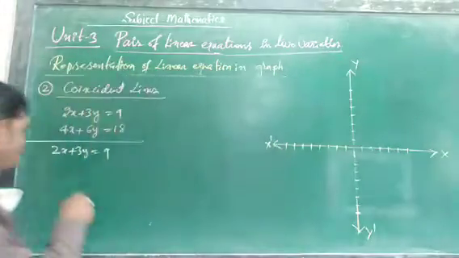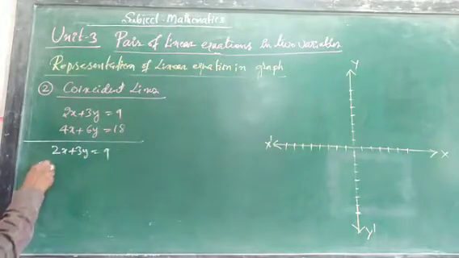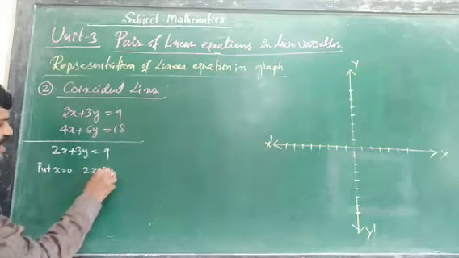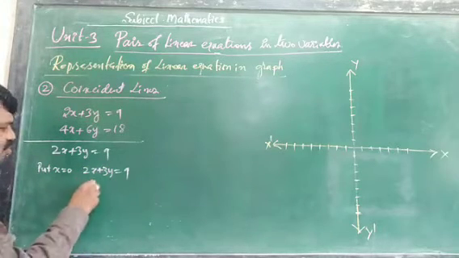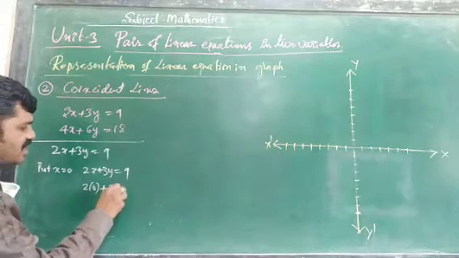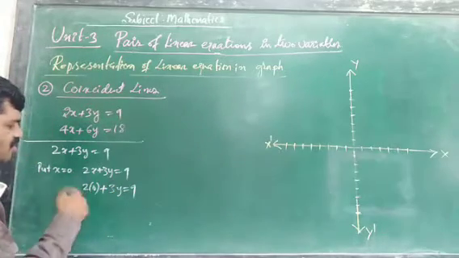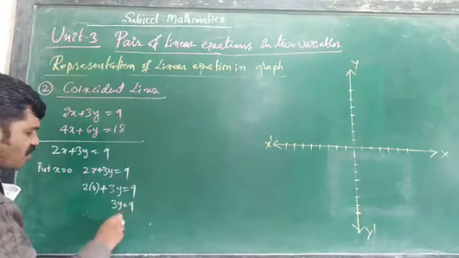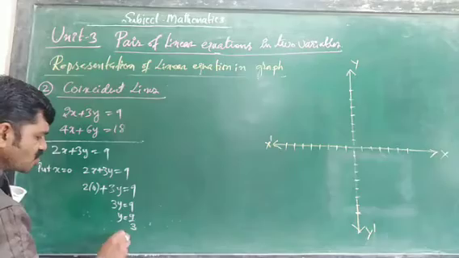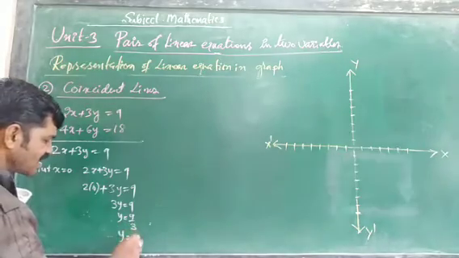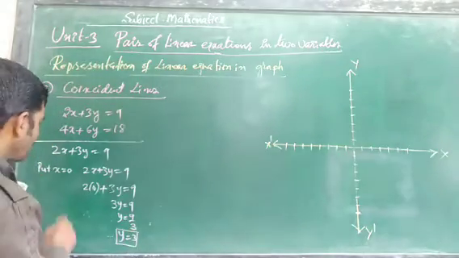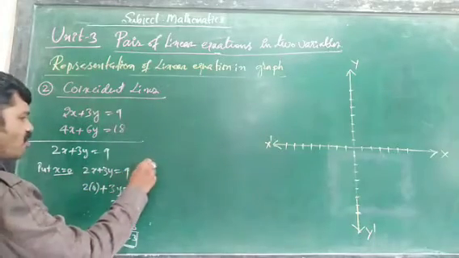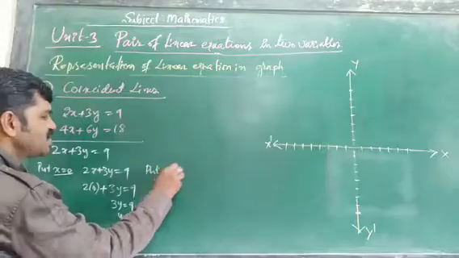Okay, see, put x is equal to 0. So 2x plus 3y is equal to 9. We have 2 multiplied by 0 plus 3y is equal to 9. 2 into 0, that will be 0. So 3y is equal to 9. y is equal to 9 by 3. So y is equal to 3. So that is one point, x value and y value.